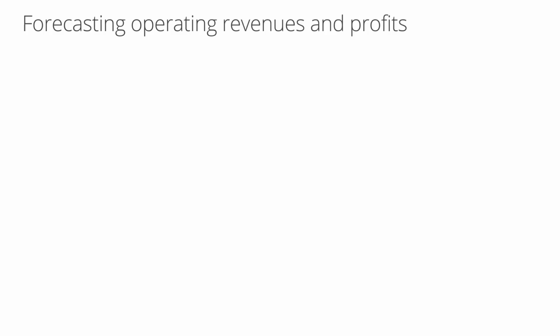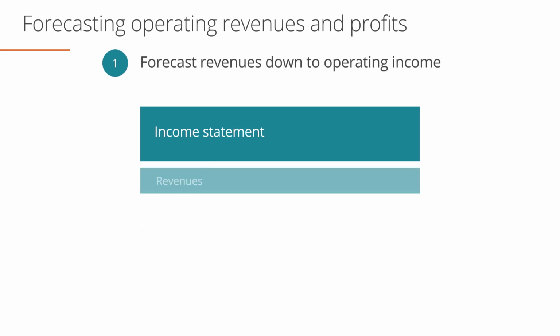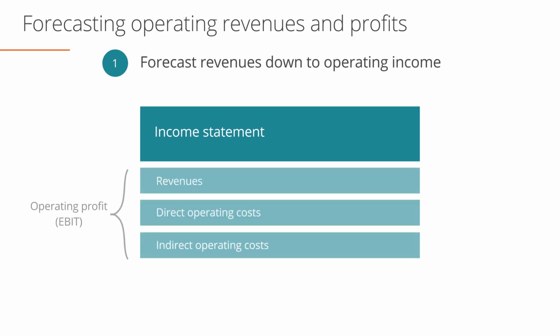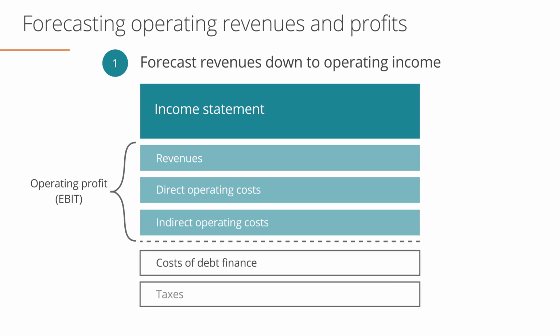The first step in our model building case study is to forecast revenues down to operating profit, or EBIT. We will stop at this point because after EBIT comes financing costs, which will depend in part on what we are forecasting for our operating assets.